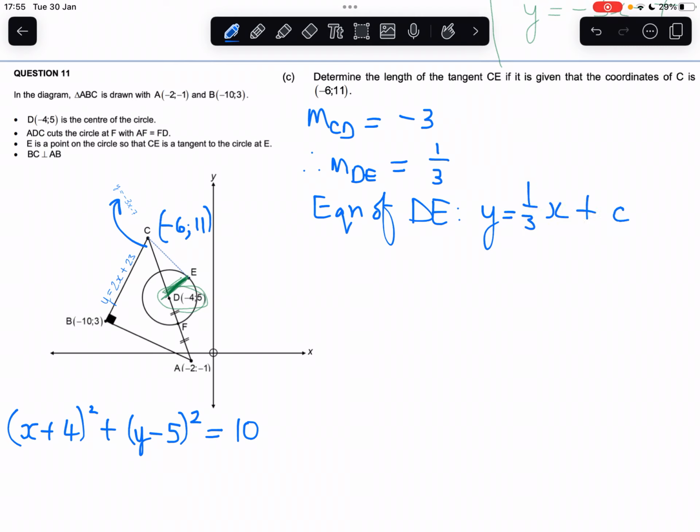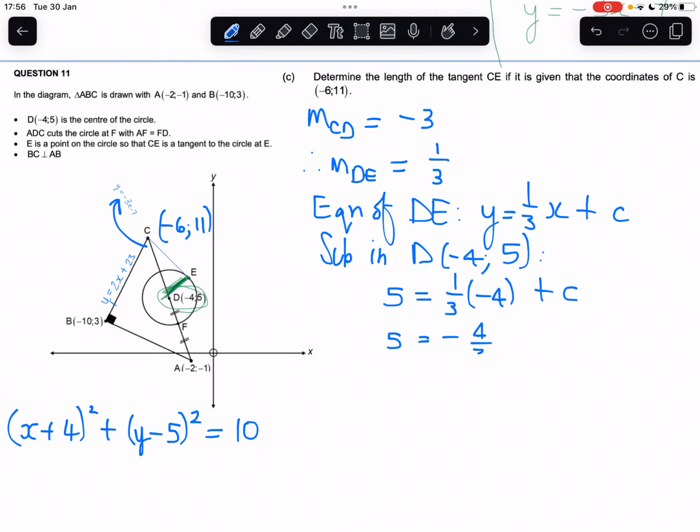Right. So then we can sub in the point D, which is (-4, 5). So we have 5 is equal to a third of negative 4 plus c. 5 is equal to negative 4 thirds plus c, which leaves us with c is equal to 5 plus 4 thirds, which is 19 thirds, I think. Right, 5 is equal to 15 thirds. So that means the equation of the line DE is y is equal to a third x plus 19 over 3.